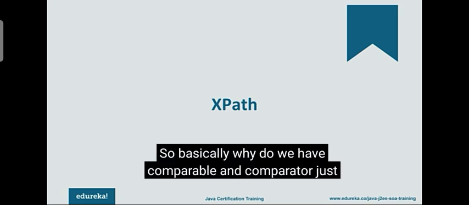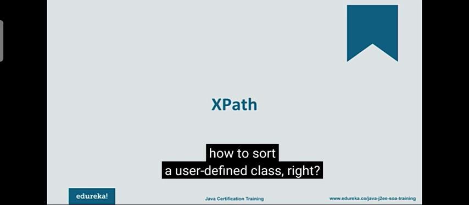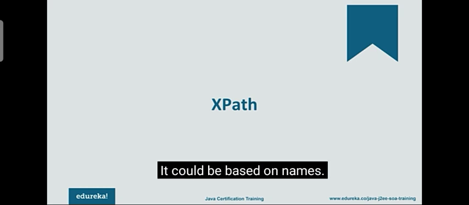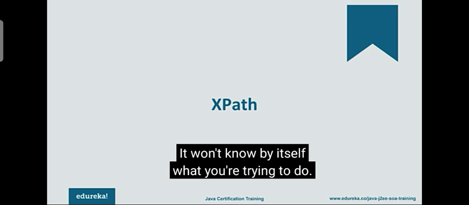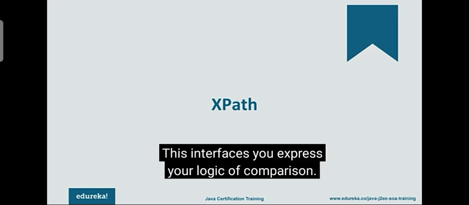So basically, why do we have comparable and comparator? Just to reiterate, the JVM or Java wouldn't know how to sort a user defined class, right? It could be based on roll number, it could be based on name, so it won't know by itself what you're trying to do. So using these interfaces, you express your logic of comparison.